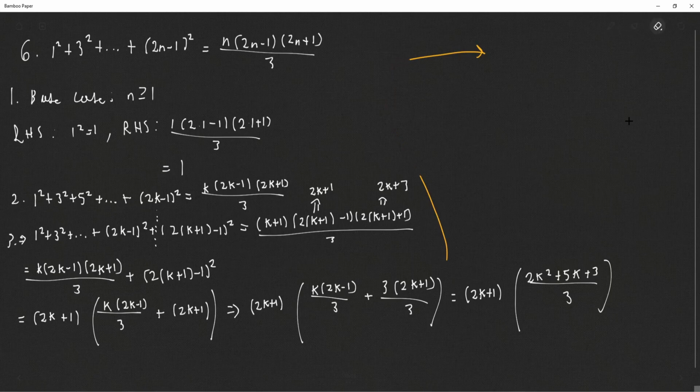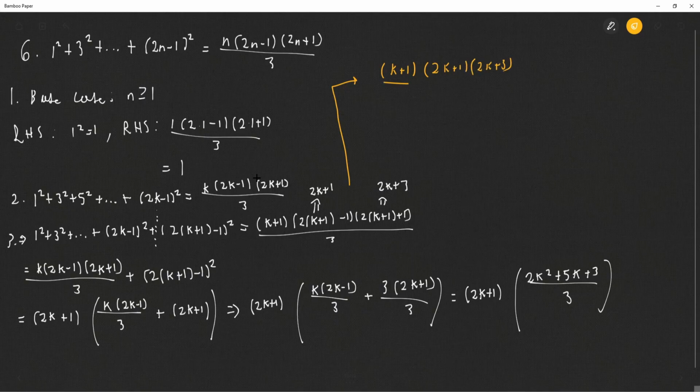Now, if we go back, we'll notice that if we simplify the right side a little bit more, this actually just becomes k plus 1 times 2k plus 1 times 2k plus 3, all divided by 3. Which means that our k plus 1 matches and our base case matches, meaning that the whole equation is equal.